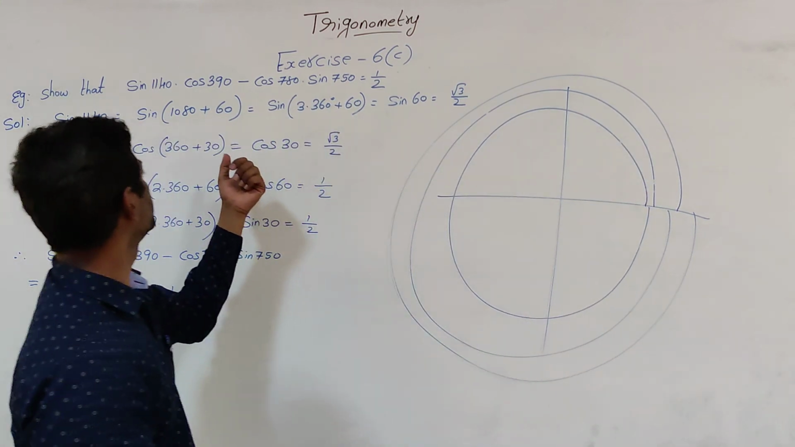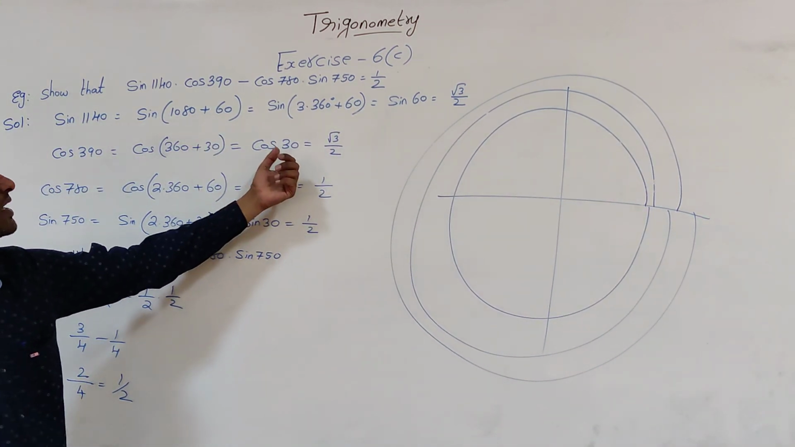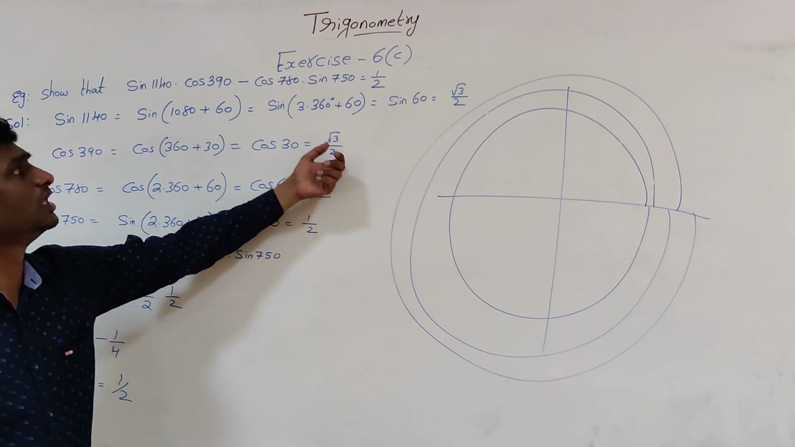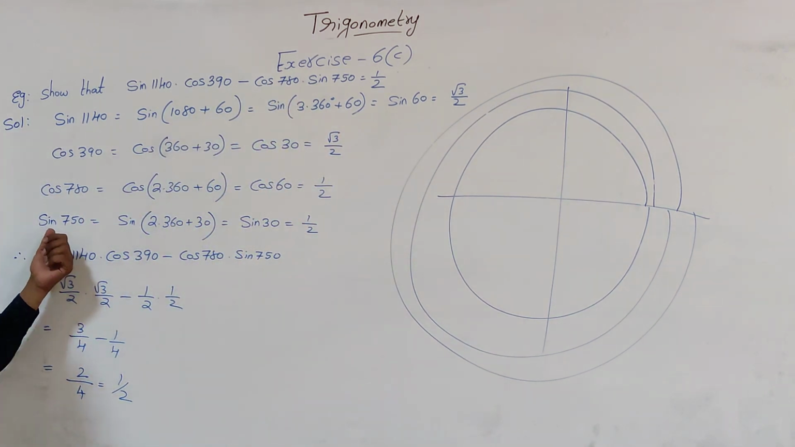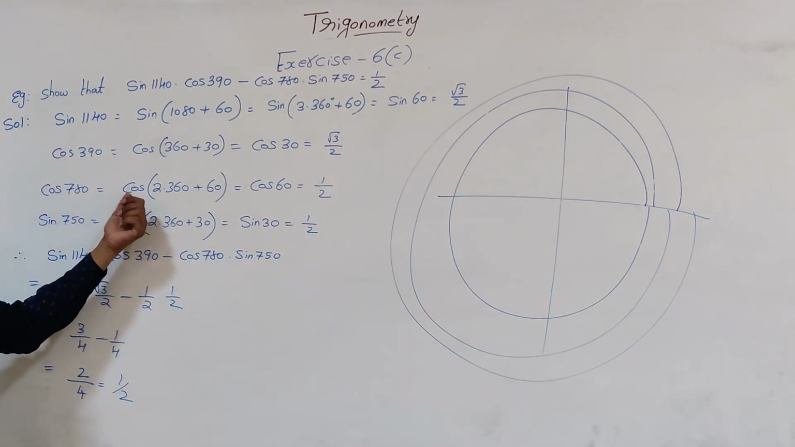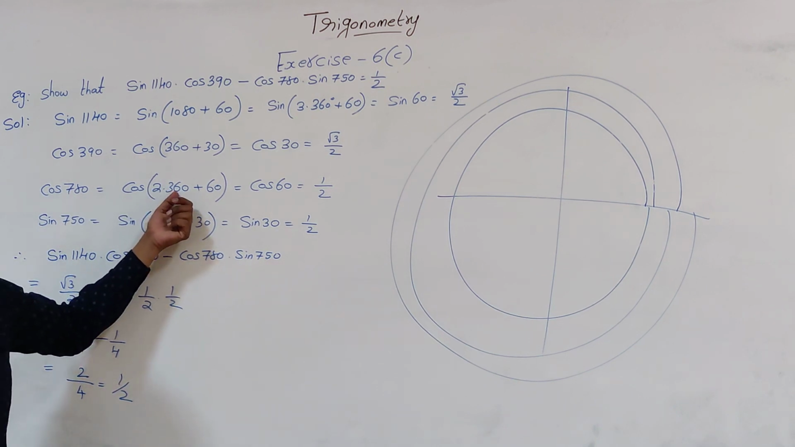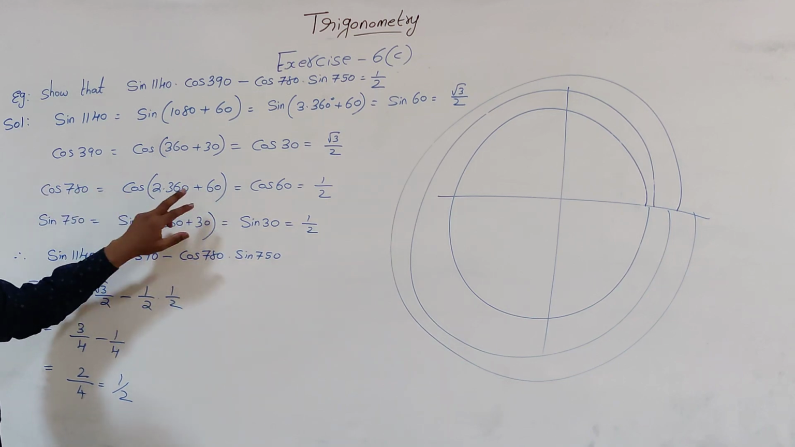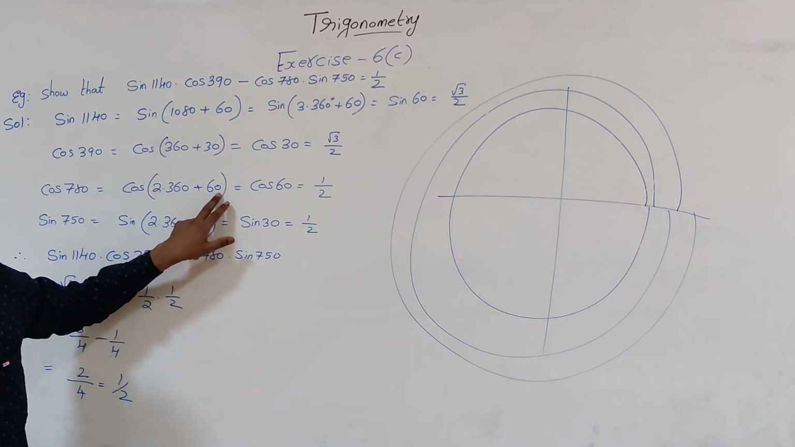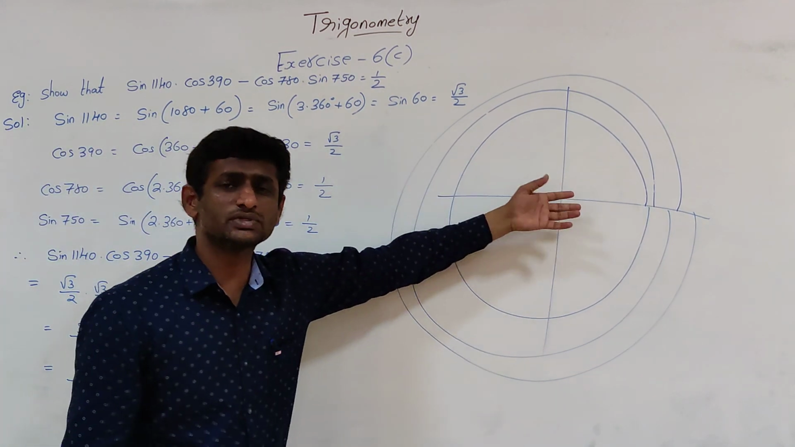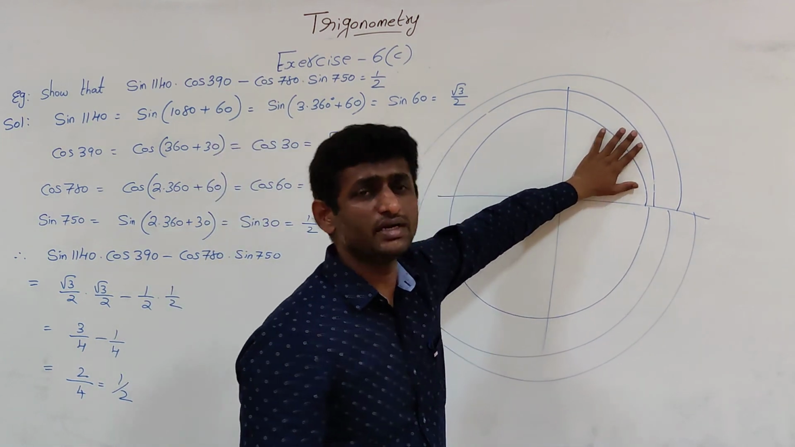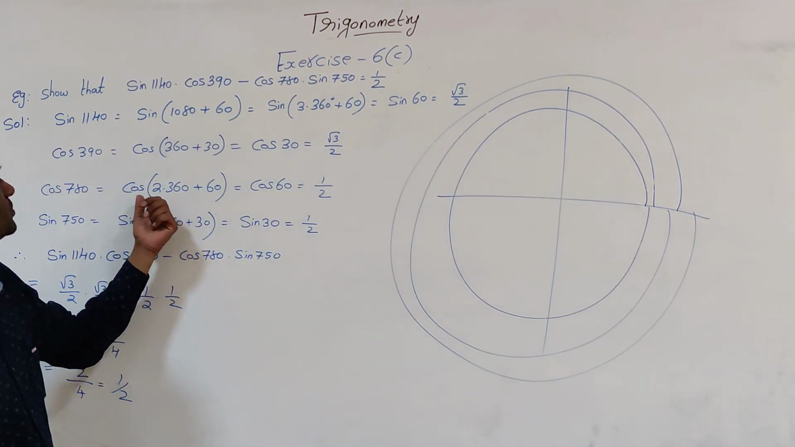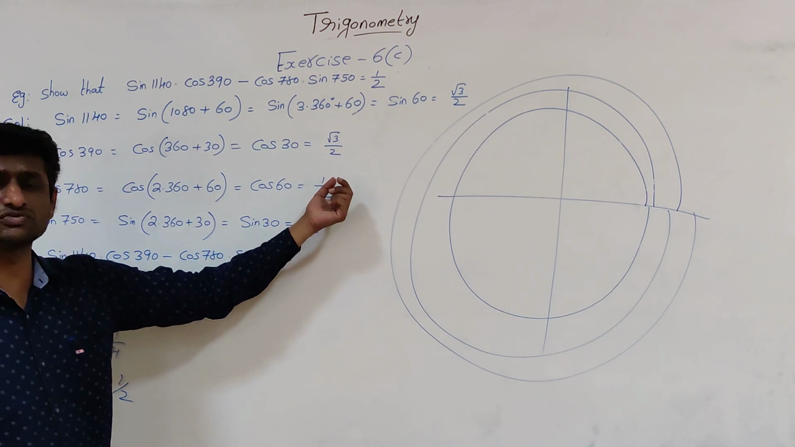So it is positive. And that gives cos 30. And again cos 30 is root 3 by 2. Coming to cos 780. Cos 780 means cos of 2 times 360, that is 720, plus 60. So again it comes under the first quadrant where cos is positive. So it will be cos 60, and cos 60 value is 1 by 2.